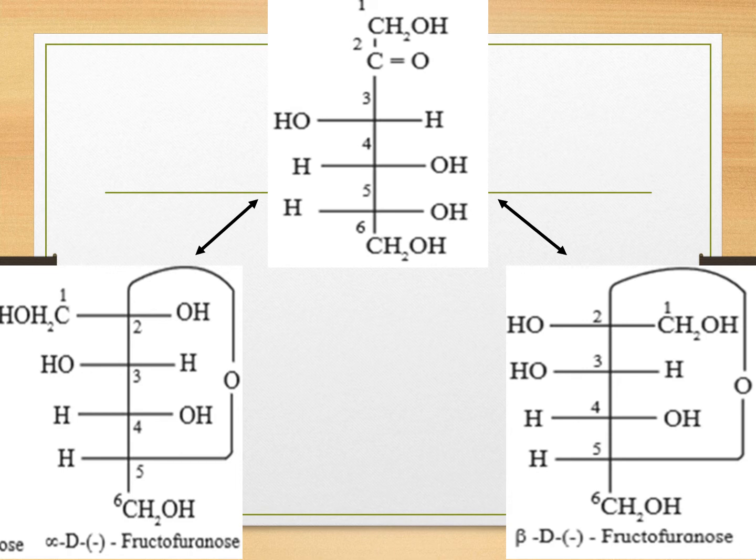Similarly, students, it can give different configurations. Either the OH group can be formed on the right hand side, or it can be formed on the left hand side. When it is formed on the right hand side, it is called alpha-D-fructofuranose, and if it is formed on the left hand side, it is called beta-D-fructofuranose. Fructose has a five-membered ring, sorry, a five-membered ring with four carbon atoms and one oxygen atom. That is why it is called furanose.